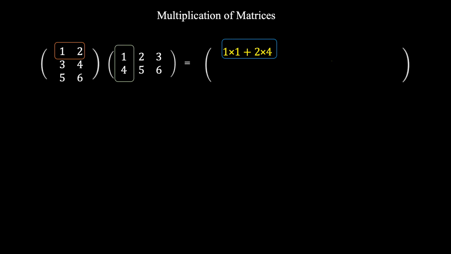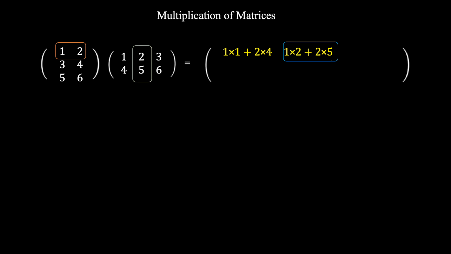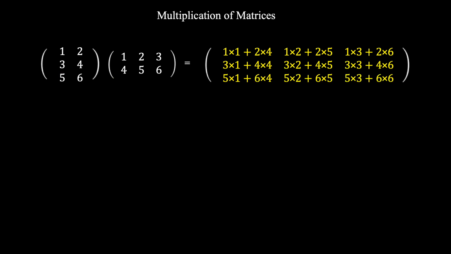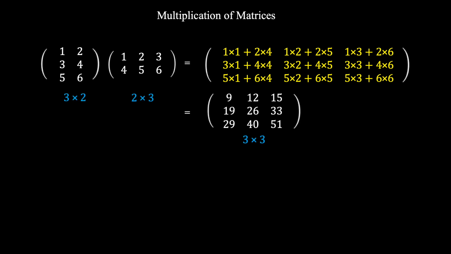This process is called the dot product of the first row vector of the 3 by 2 matrix with the first column vector of the 2 by 3 matrix. Similarly, the first row, second column entry of the result matrix is the dot product of the first row vector of the first matrix with the second column vector of the second matrix. Repeating the same process, we can eventually get the result matrix, which is a 3 by 3 matrix.